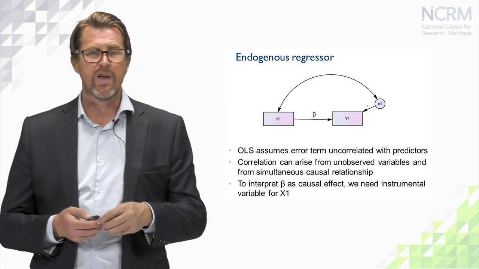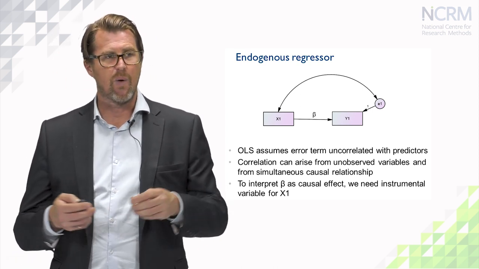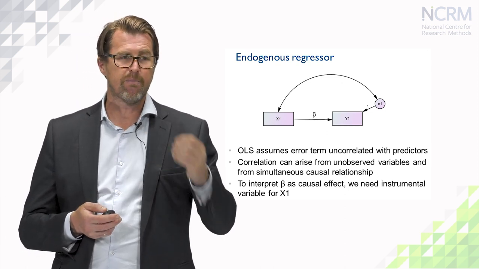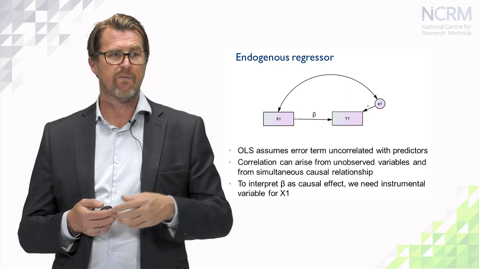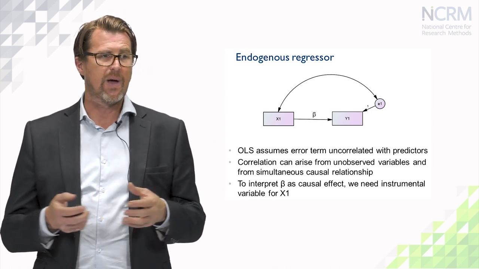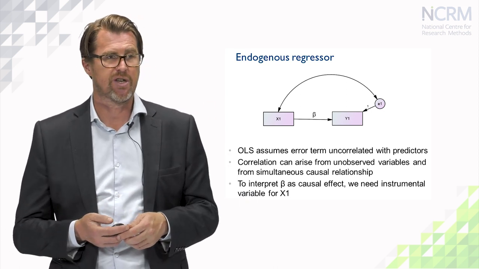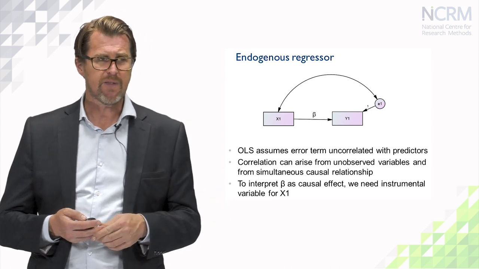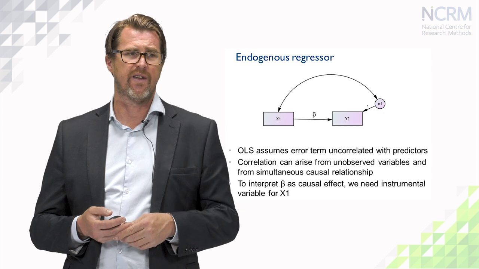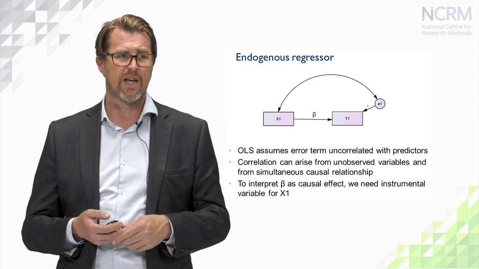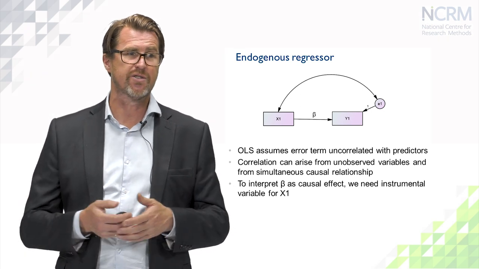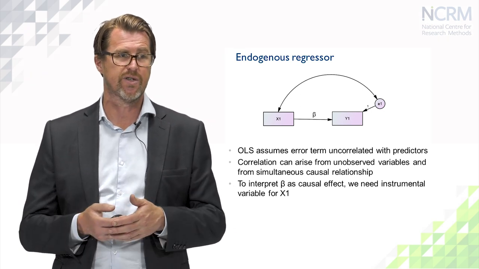Now, we know from our OLS classes that this is an assumption that we have to make in OLS, that we don't have a correlation between the error term and the predictors. If we find that there is such a correlation, then we have what's referred to as an endogenous regressor. The X1 is an endogenous regressor.